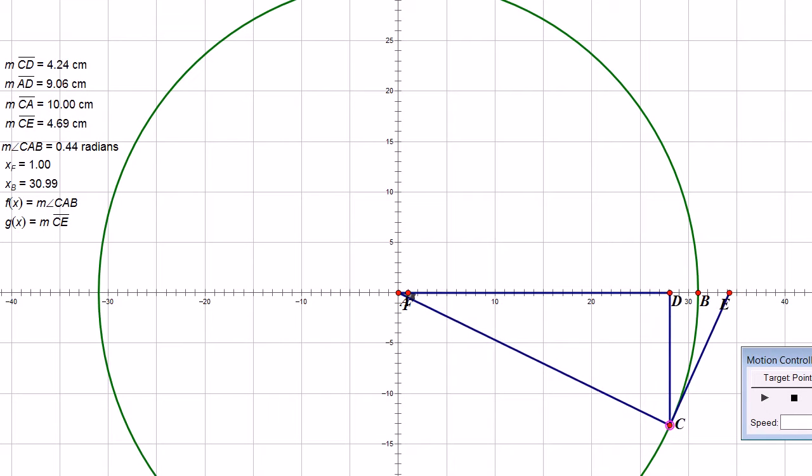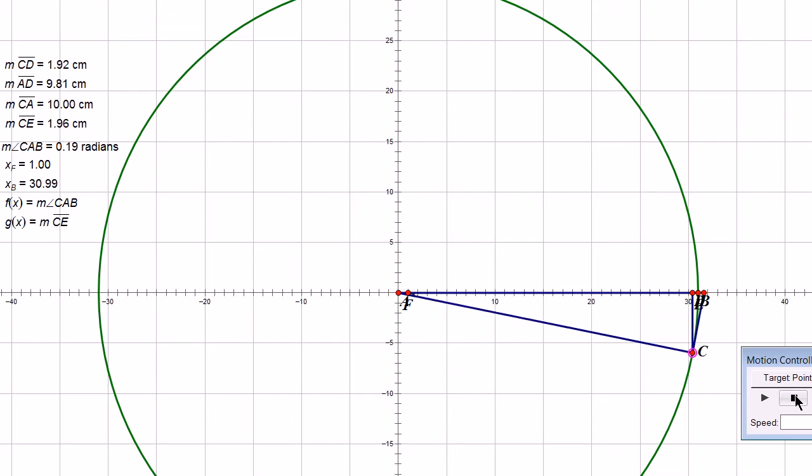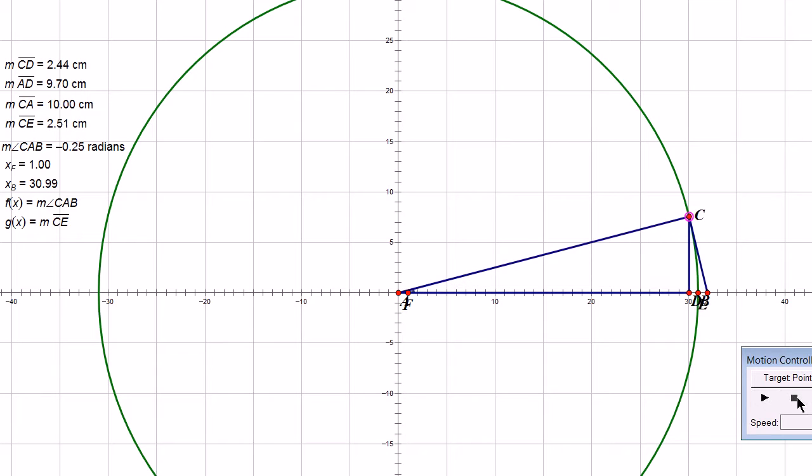And right now you see, as it goes through there, right around here, things start to look about the same. I'm going to stop it just on the other side. Right there, we've got 0.07 radians, and if you divide CE and CD by 10, you've got 0.07. This number of radians is listed to just 2 places, and these are listed just to 2 places, so they are the same.